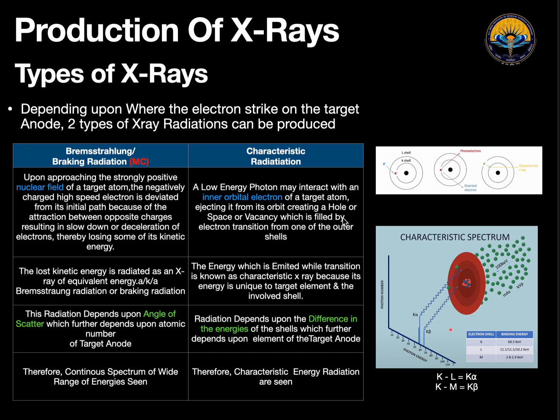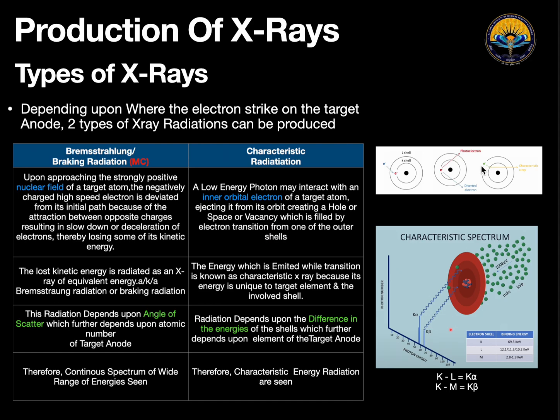the outer shells. Like in this example you can see this is the K shell, and this is the free electron. So our free electron came, interacted with this K shell electron, and caused the K shell electron to come out, and so there is a hole in this K shell. To cover up this hole, one of the electrons of the outer shell will come and take its place, and once it comes and takes its place, it will lose some of its energy, and this loss of energy is radiated in the form of characteristic radiation.